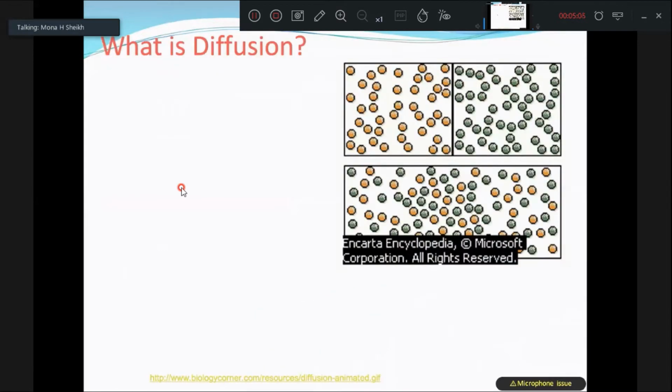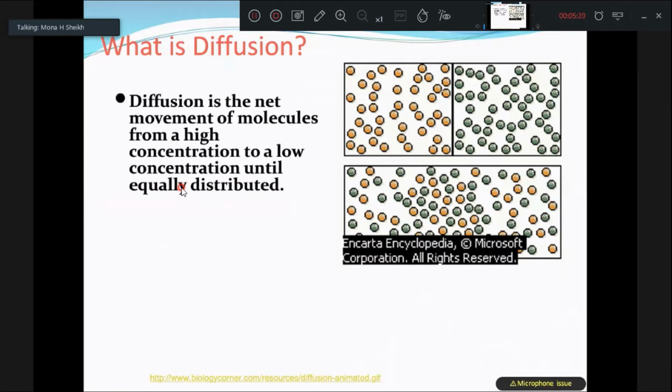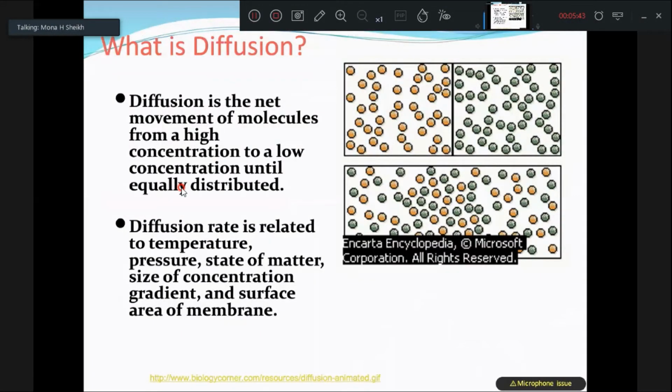So what is diffusion? Let us define diffusion first. You see those green and yellow completely separated by a membrane, and then they mix up. So diffusion is the movement of molecules from high concentration to a low concentration until they are equally distributed. So the drive for the movement is the difference in concentration. Sometimes the drive is the difference in electricity. So either the charge or the concentration will give me a drive to diffuse.